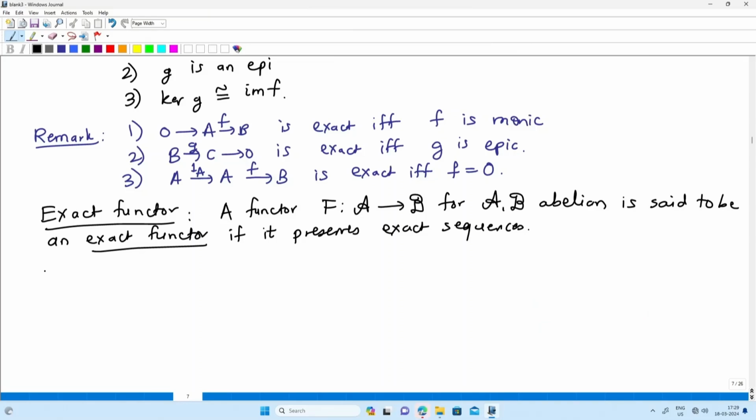So, first, thanks to remark 3 above, what do we conclude? That F is the zero morphism if and only if the identity morphism is exact. And do you remember some result that we proved last time? When is an object the zero object?